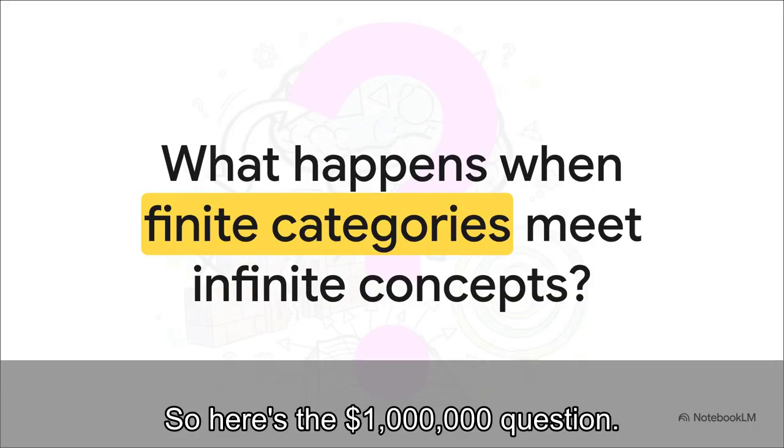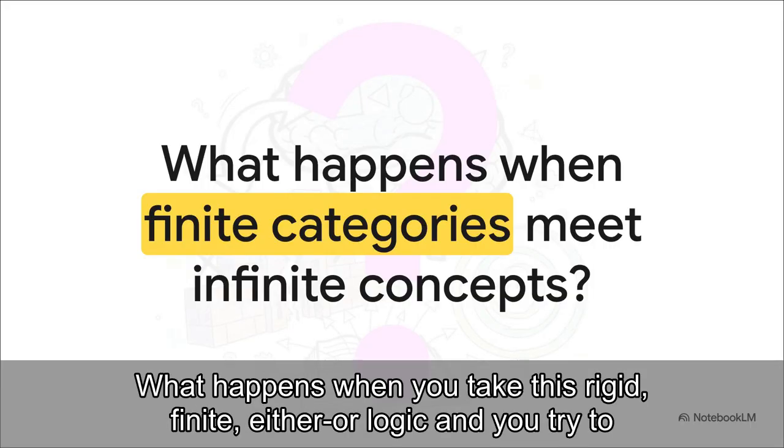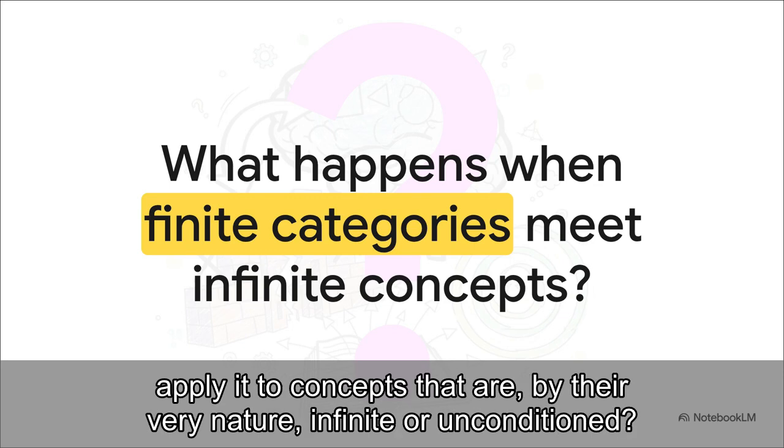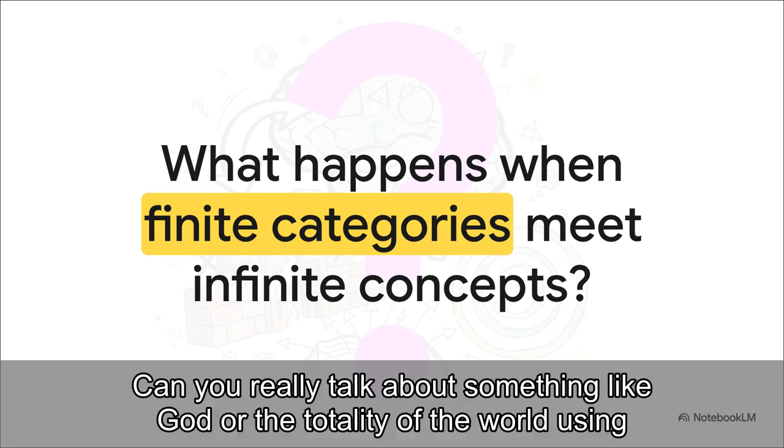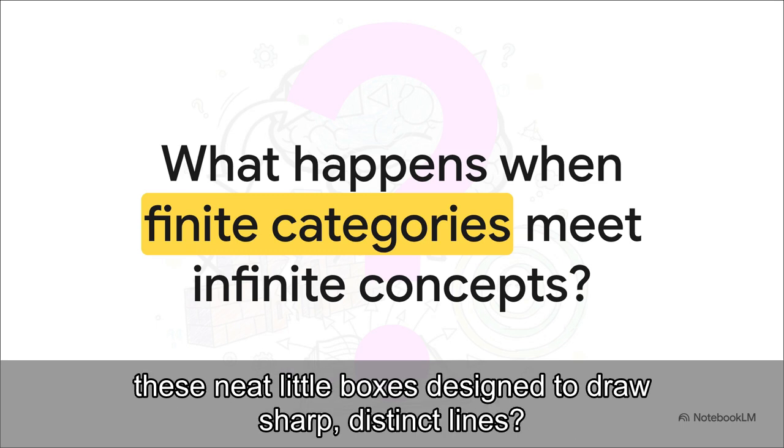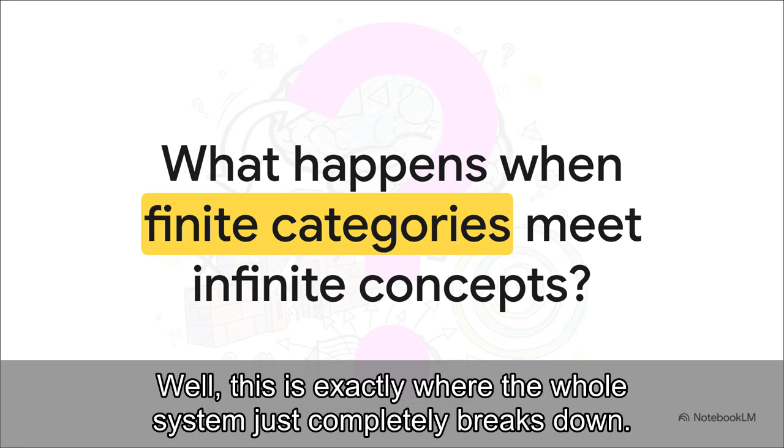So here's the million-dollar question. What happens when you take this rigid, finite, either-or logic and you try to apply it to concepts that are, by their very nature, infinite or unconditioned? Can you really talk about something like God or the totality of the world using these neat little boxes designed to draw sharp, distinct lines? Well, this is exactly where the whole system just completely breaks down.